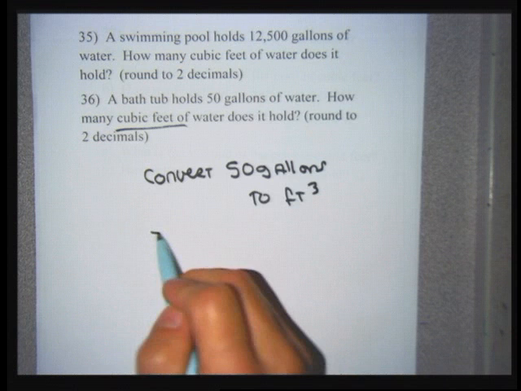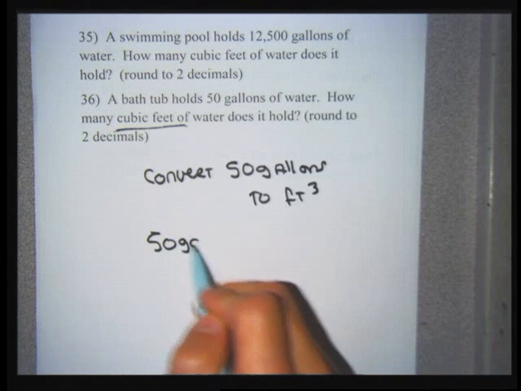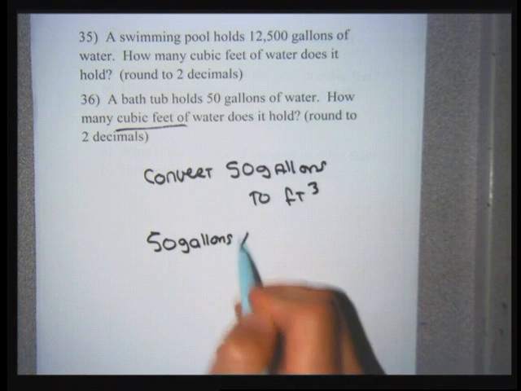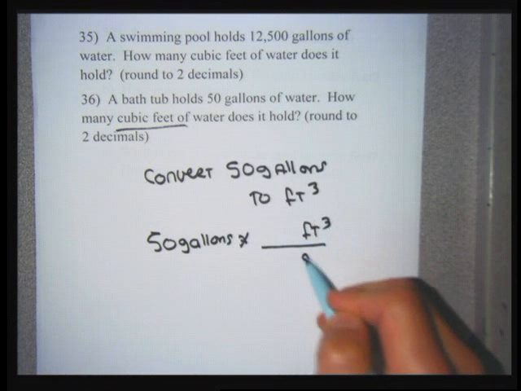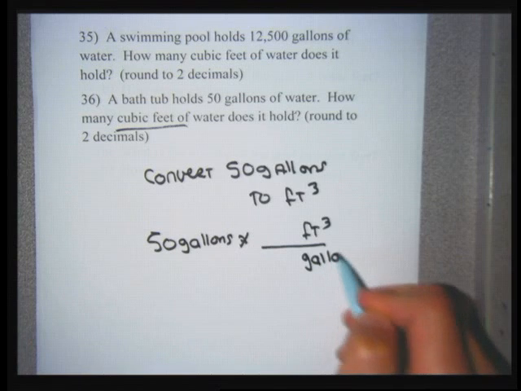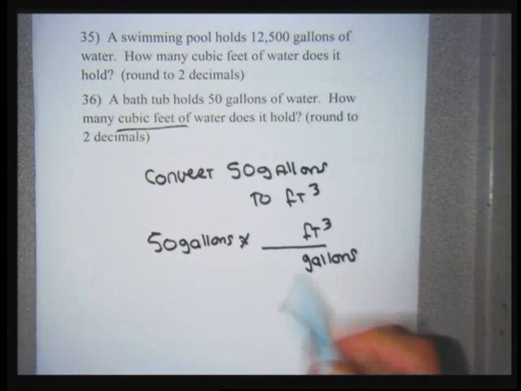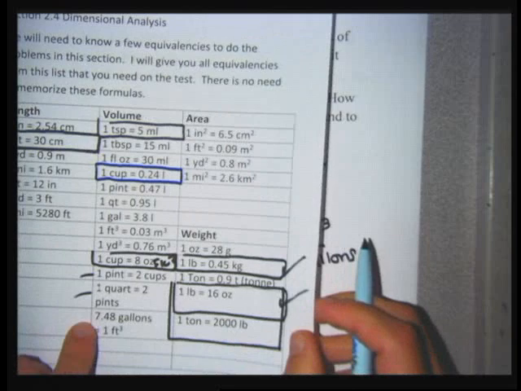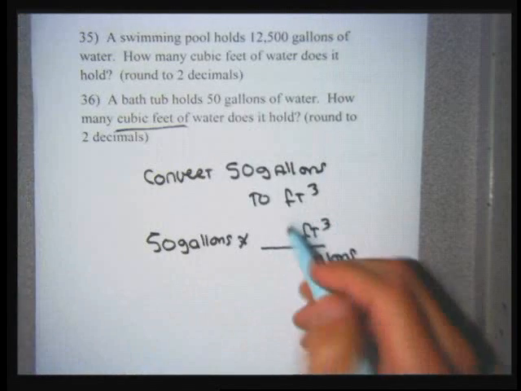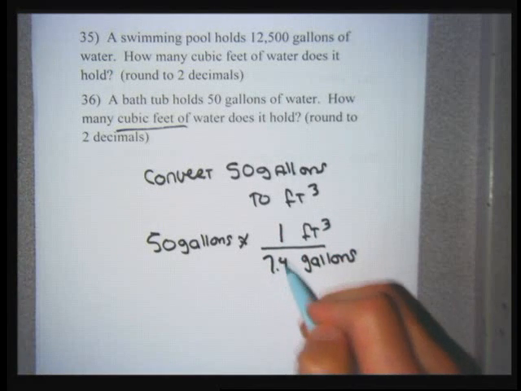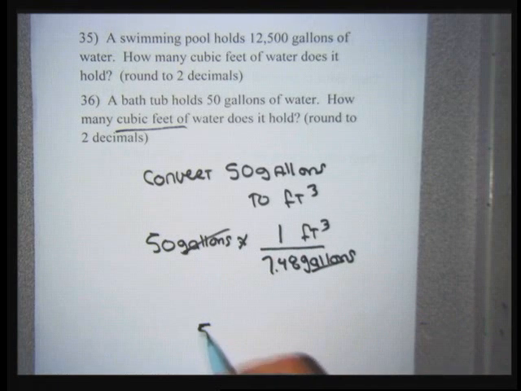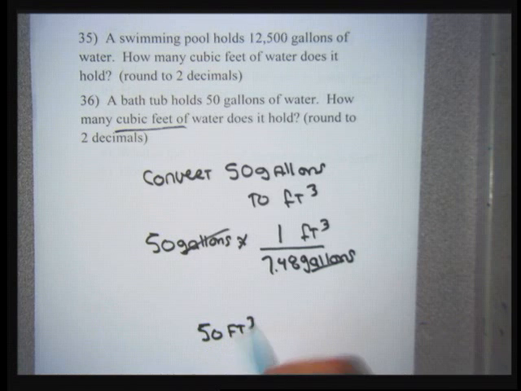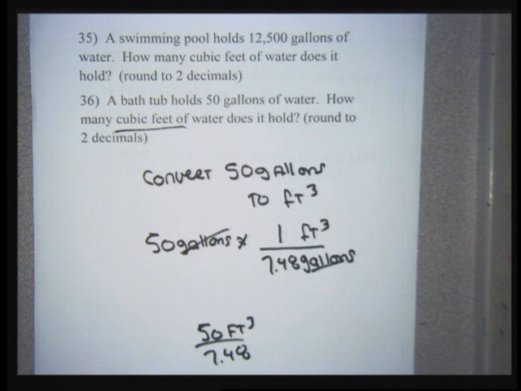So I'm going to start with my 50 gallons. And I have a unit that changes cubic feet to gallons. I want to end up with cubic feet. I want to get rid of gallons. So I'm going to put cubic feet in the numerator, gallons in the denominator, and 7.48 gallons is 1 cubic foot. So 1 cubic foot is 7.48 gallons. Cancel the gallons. I have 50 and then cubic feet over 7.48. The gallons are gone in the denominator. So I just have to divide.